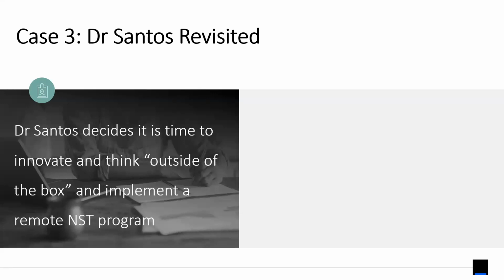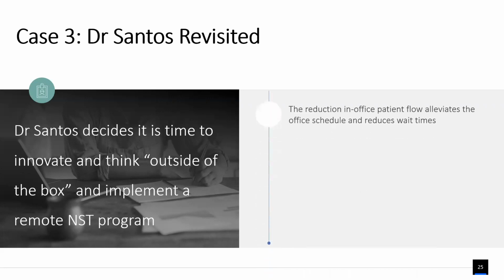So again, let's just play the game and say, how can a remote fetal surveillance program address some of this? And so Dr. Santos, indeed, it's time to innovate. Let's think outside the box, and we're going to implement a remote non-stress test program. So what can that do?